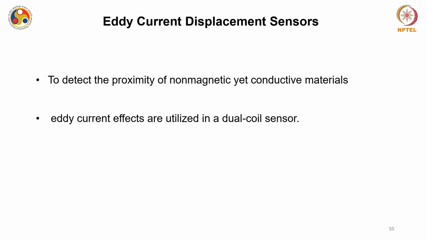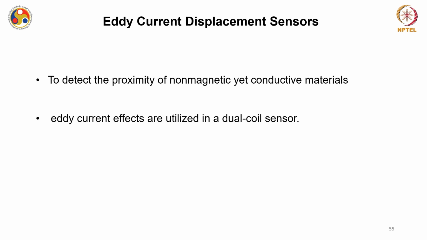To detect the proximity of non-magnetic yet conductive materials, eddy current effects are utilized. Mostly these sensors exist in a dual coil kind of configuration, as we have also seen for capacitive devices. You do not have only one plate, you have a reference plate as well as one sensing plate.